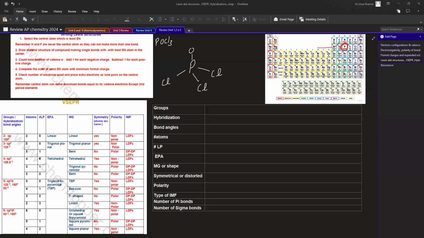P, phosphorus, third period element. Outermost shell is 3s, 3p. It can have empty 3d. So why are you saying no? The phosphorus element can have expanded octet. Isabella, yes or no? Yes, children. Is it difficult to understand that P can have expanded octet? Aditi, is it clear?